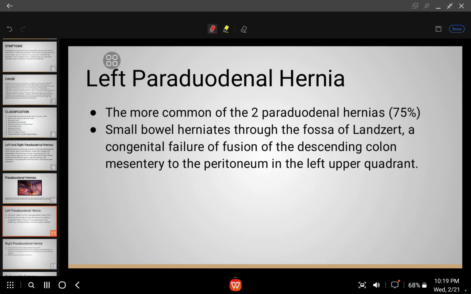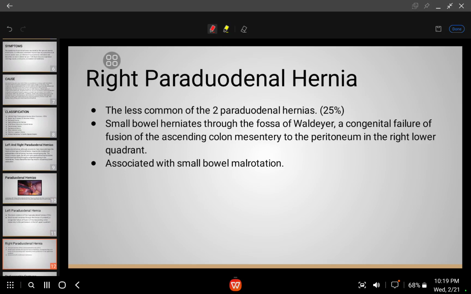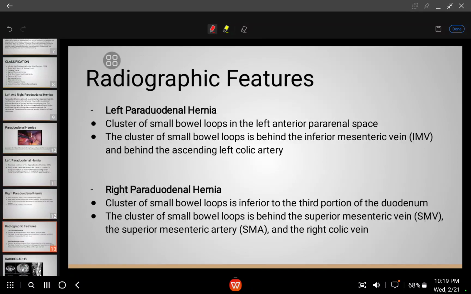of Landzert. So left paraduodenal hernia, the more common of the two paraduodenal hernias, which is 75%, and here the fossa of Landzert herniates, due to congenital failure of the fusion of the descending colon mesentery to the peritoneum in the left lower quadrant. Right paraduodenal hernia is less common, 25%, and the small bowel herniates through the fossa of Waldeyer, a congenital failure of fusion of the ascending colon mesentery to the peritoneum in the right lower quadrant, and it is associated with small bowel malrotation. So next, the radiographic features.